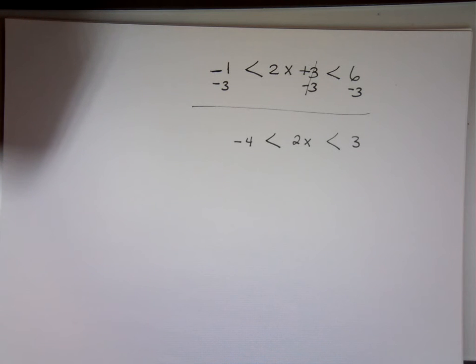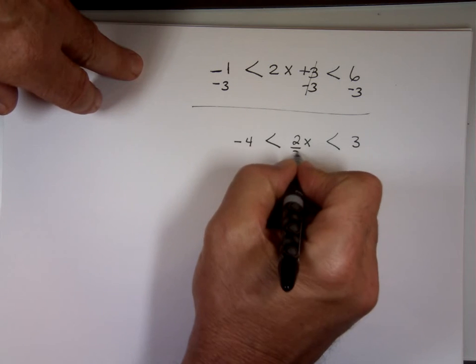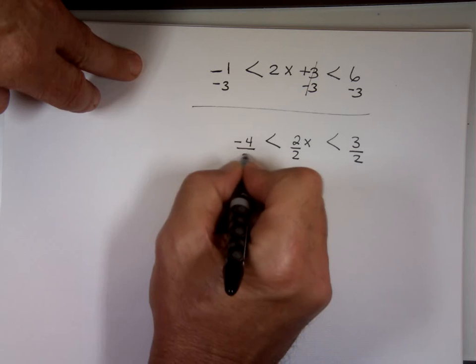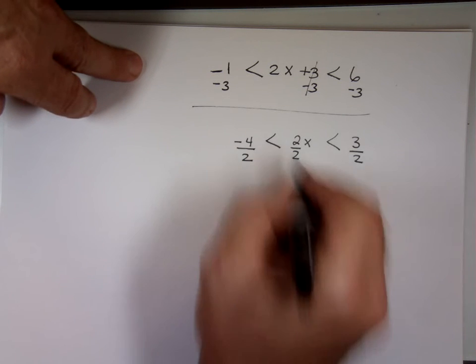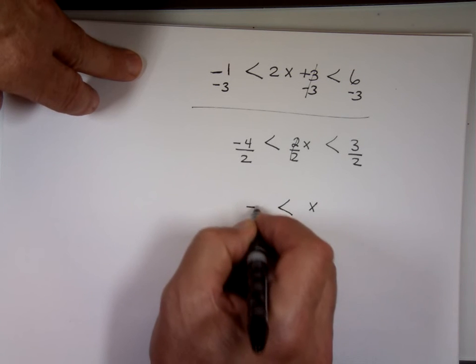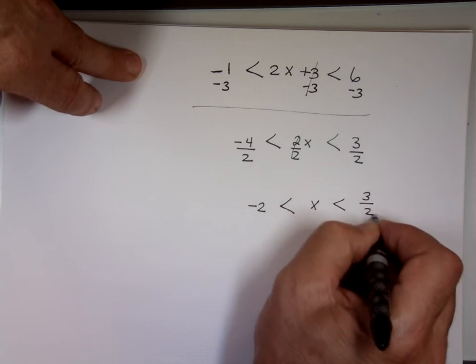Remember, you want to solve for what? You want to solve for x. So to solve for x, you're going to divide this by 2. Guess what? Divide this by 2. Divide that by 2. X is greater than what? Negative 2, less than 3/2. Was that the same answer?